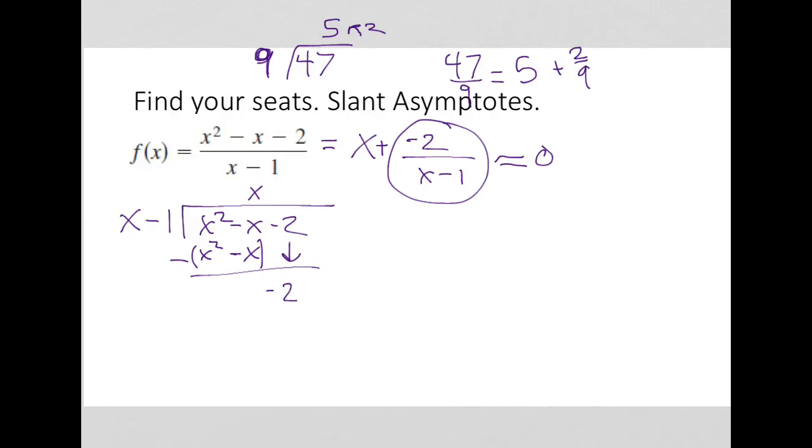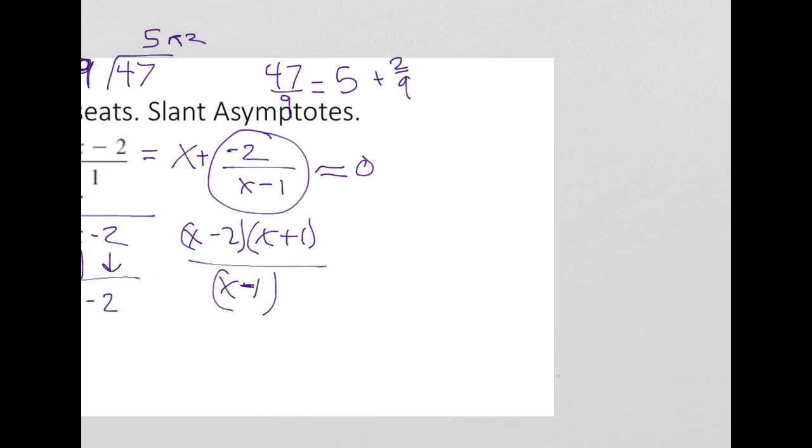So I still need to look at this, and I can still factor it to get some asymptotes. So if I factor the original numerator, let's go x minus 2 times x plus 1, and that's over x minus 1. Based off of that, I already know that I'm going to have a vertical asymptote at x equals 1.